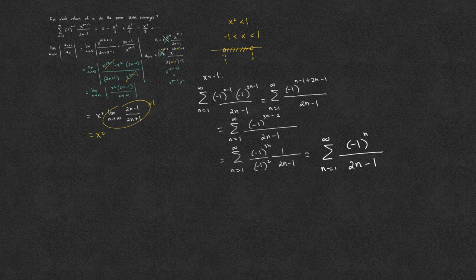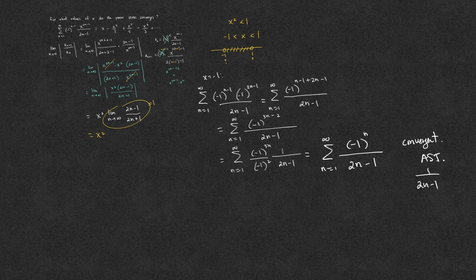This is a convergent alternating series. If we were to perform the alternating series test, we see that 1 over 2n-1 is decreasing, and the limit of 1 over 2n-1 goes to 0. And so we know that this series converges.